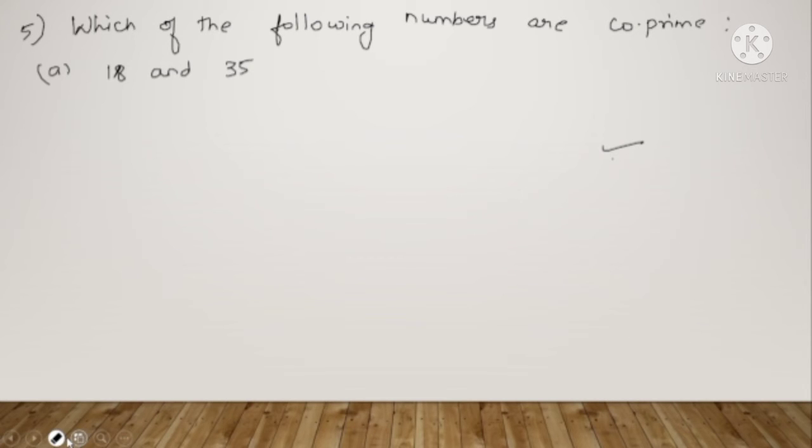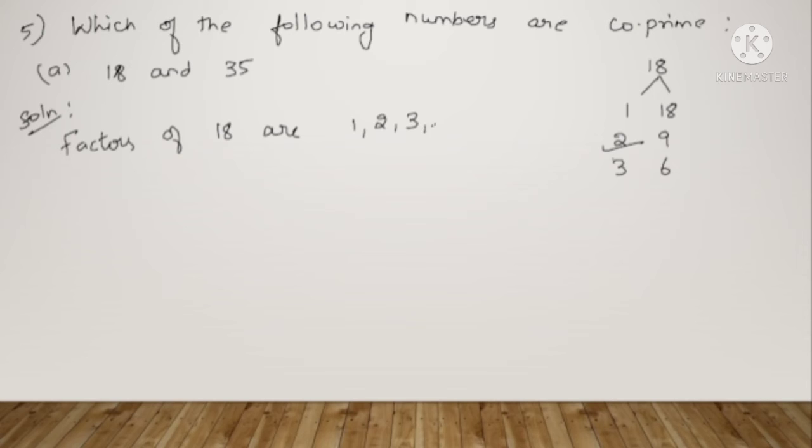First one, let us find the factors of 18. The factors of 18 are: 1 18s are 18, 2 9s are 18, 3 6s are 18, and similarly 6 3s, 9 2s, 18 1s. So let us write down all the numbers: 1, 2, 3, 6, 9, 18.